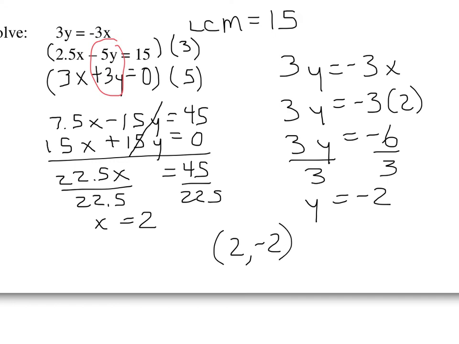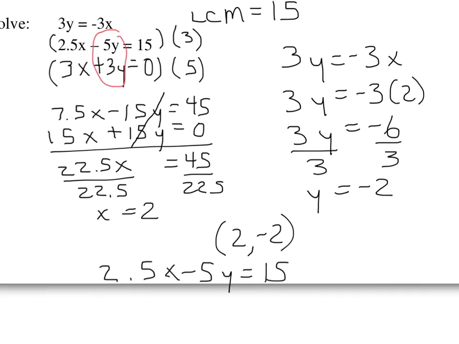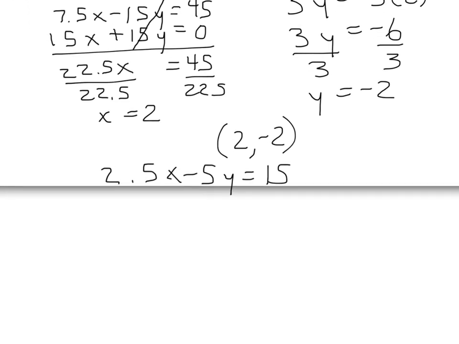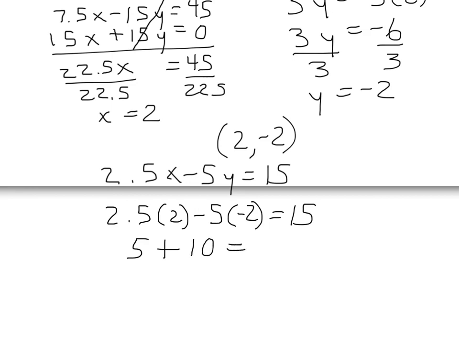And we can check that point by substituting it into that other equation, 2.5x minus 5y equals 15. Let's substitute our values into that and see if it holds true. So 2.5 times 2 minus 5 times a negative 2, does that equal 15? 2.5 times 2 is 5. Minus 5 times minus 2 is plus 10. Does that equal 15? Yes, that does. It checks. That is a solution. That's all for this section.